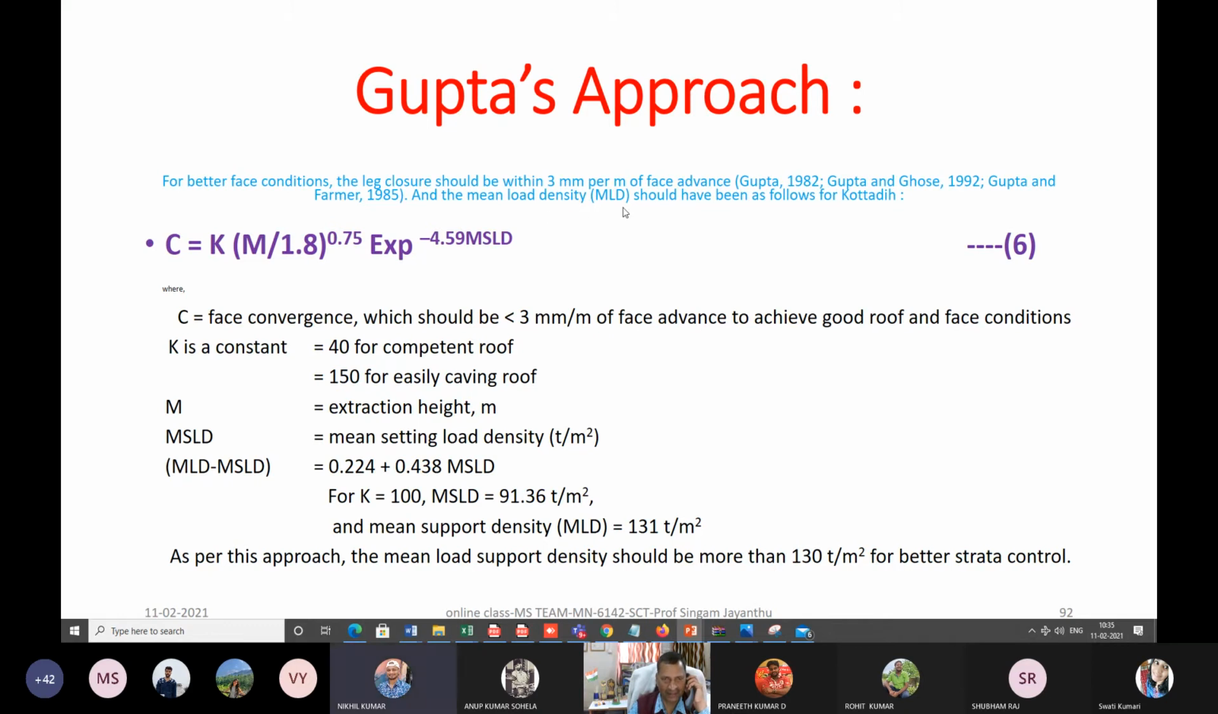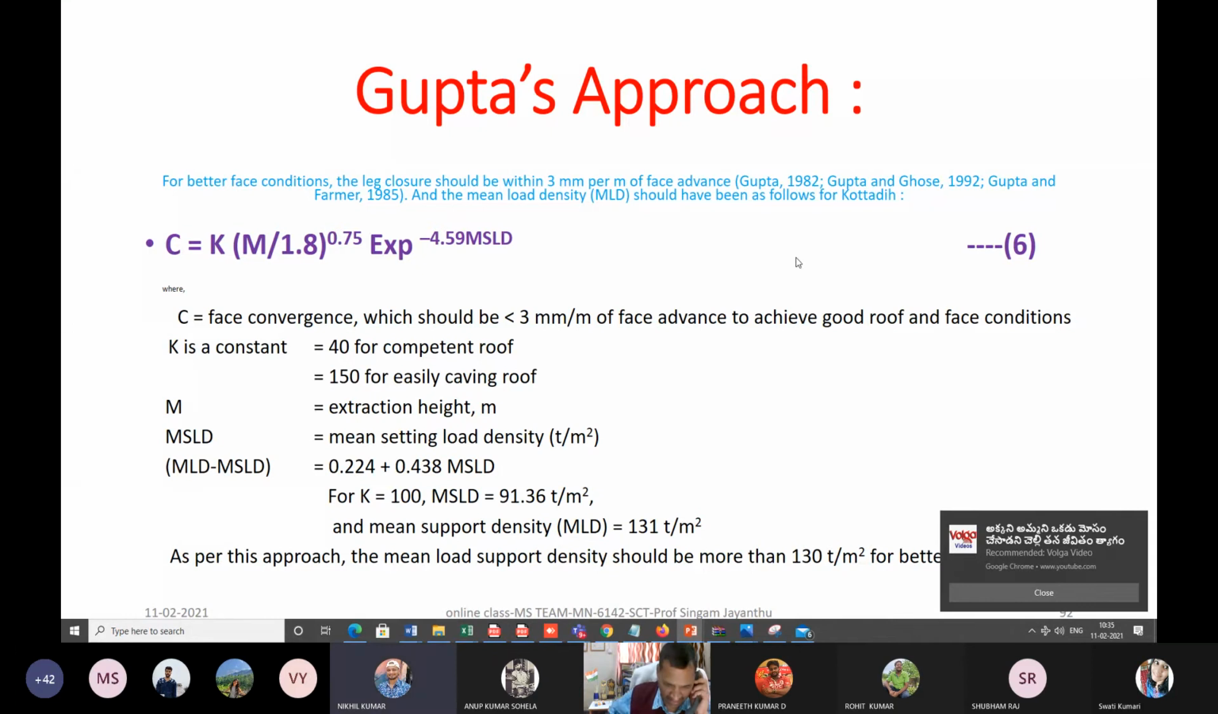And the mean load density MLD should have been as follows. So this is the Kotadi mine data, which was explained earlier by Jayanthu sir.